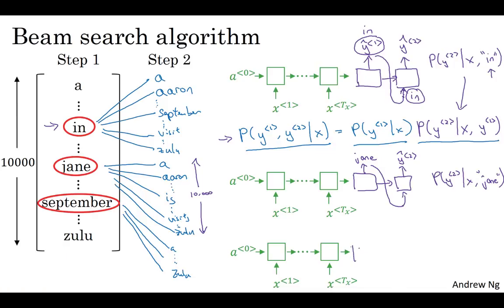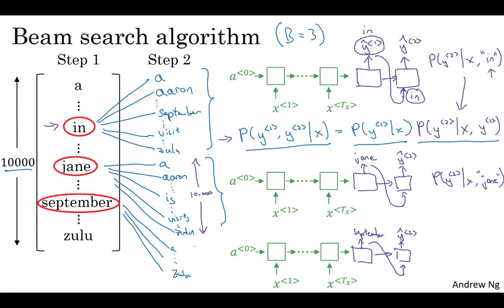I'll just draw this in as well to see, if the first word was September, what are the most likely options for the second word. So for this second step of beam search, because we're continuing to use a beam width of 3, and because there are 10,000 words in the vocabulary, you'd end up considering 3 times 10,000 or 30,000 possibilities, because there are 10,000 here, 10,000 here, 10,000 here.